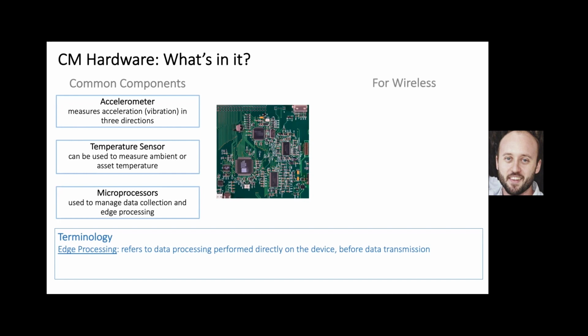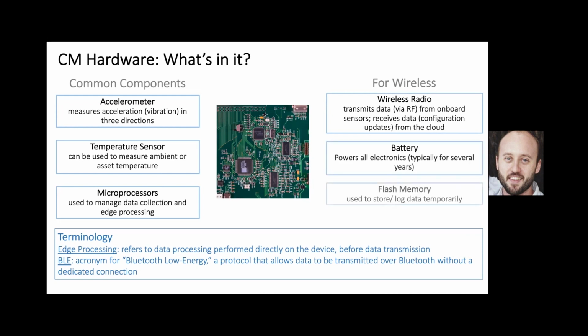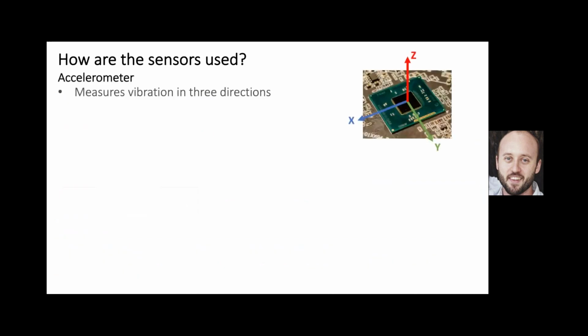And this isn't for all pieces of hardware, but for wireless, since this is going to be an interesting topic of conversation for us, there's going to be a wireless radio. So taking that edge process data and communicating it over radio frequency, oftentimes Bluetooth. It will oftentimes have a battery and then sometimes some additional memory to log data as necessary for various use cases. So how are the sensors used?